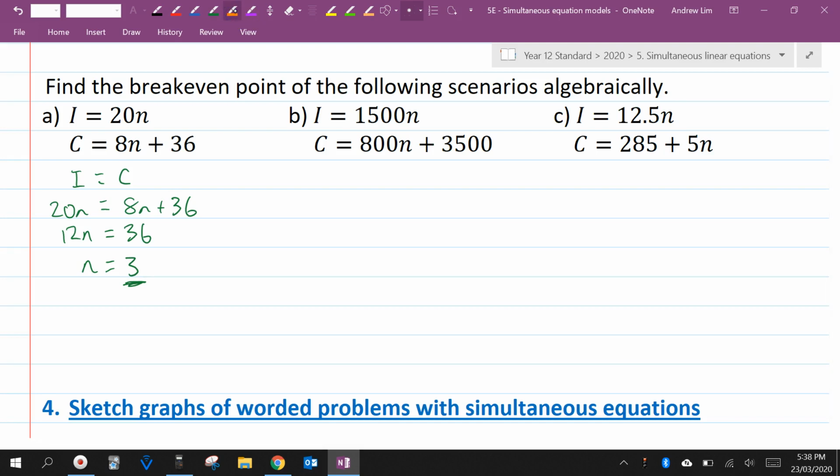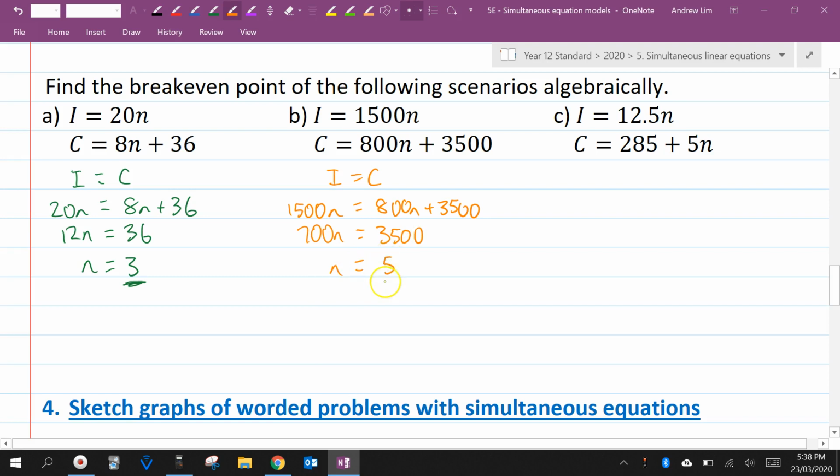Okay, so I'll do one more with you, then you can try to see by yourselves. To break even, the income is equal to cost. So if income is equal to 1500N and cost is 800N plus 3500, we can now solve for the number of products that need to be sold. 1500N minus 800N is 700N is equal to 3500. Divide both sides by 700. N is equal to 5. That means you need to sell 5 products. And last one, I'll get you to pause the video, and when you're ready, check your answer.